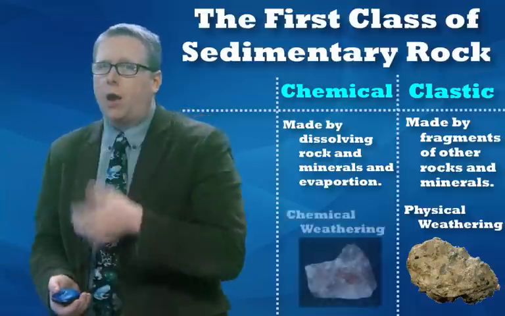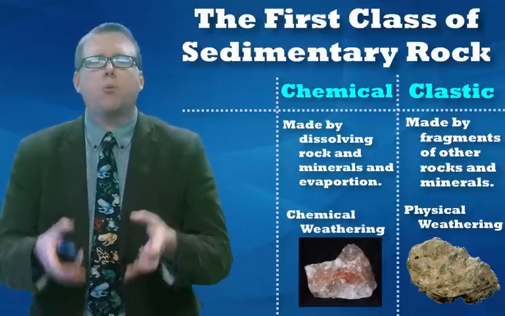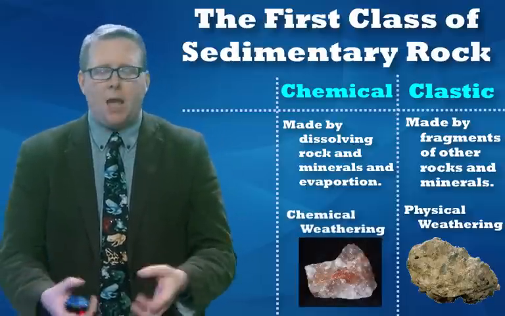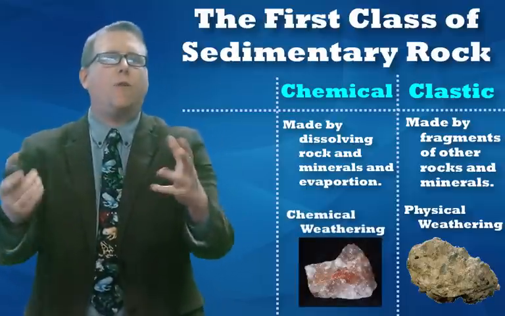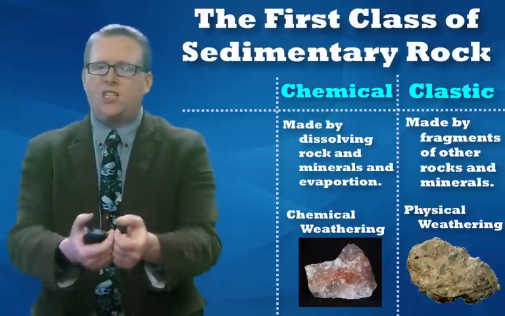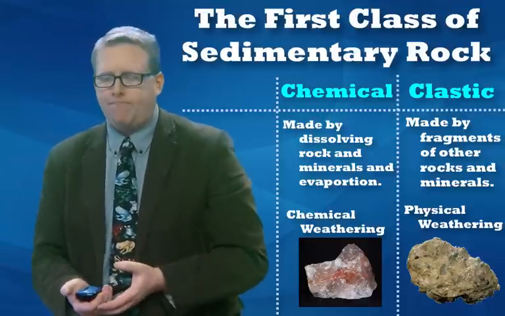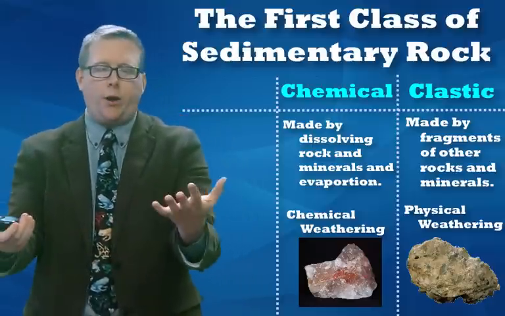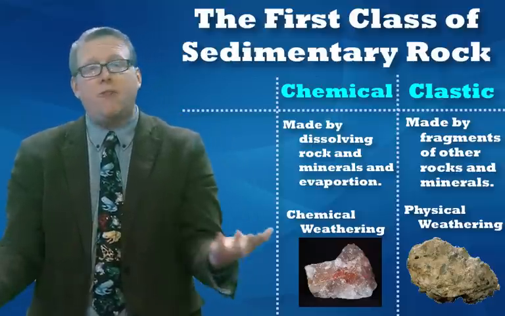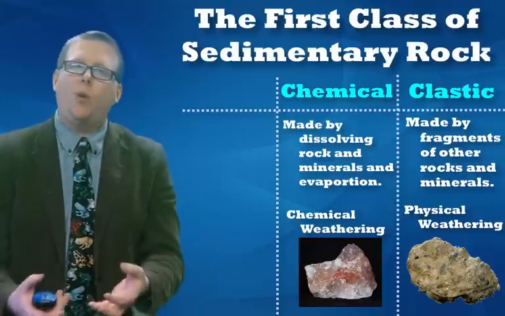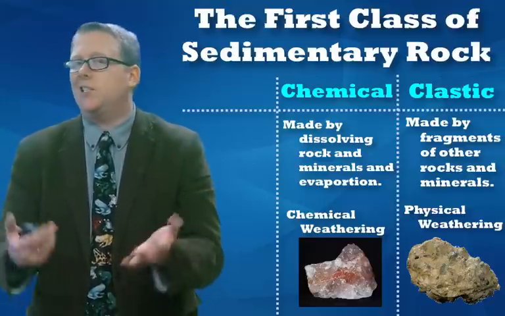Chemical sedimentary rock is formed when rocks are broken down into solution. They're broken down and dissolved away. You can almost think of it as a rock dissolving. It's changed. The chemicals have changed away. And when it changes into water, the water eventually evaporates and it leaves behind what it dissolved. It leaves behind a salt.